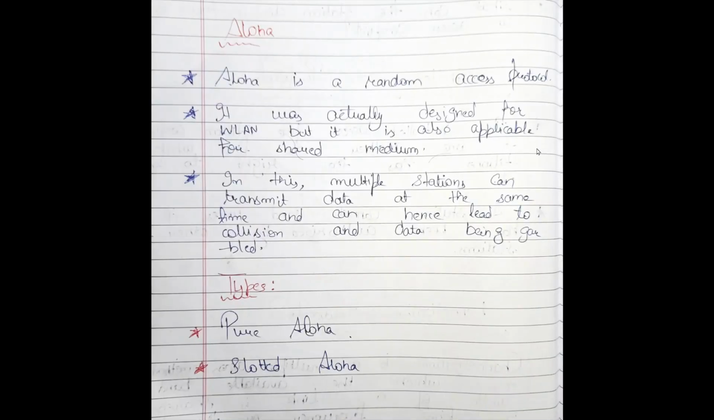First of all, looking at the first protocol of random access protocol, that is Aloha. Aloha is a random access protocol. It was actually designed for wireless LAN, but it is also applicable for shared medium. In this, multiple stations can transmit data at the same time and can hence lead to collision and data being garbled. There are two types of Aloha, pure Aloha and slotted Aloha.